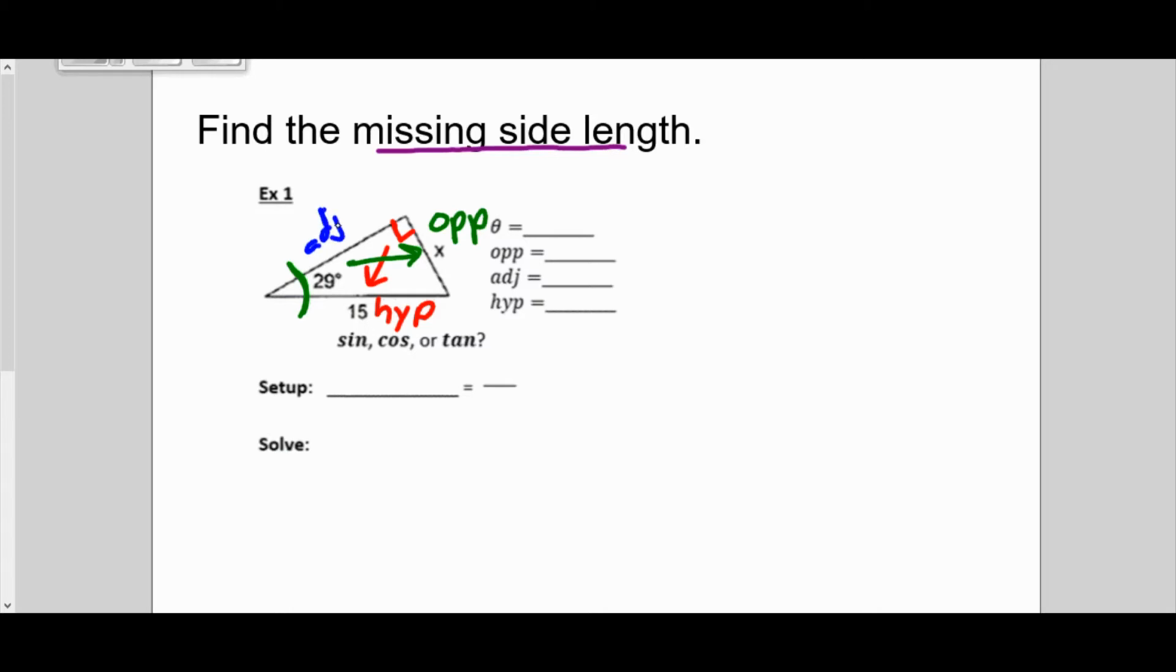Let's go ahead and fill in what we know. We know theta. Theta is 29 degrees. We know opposite is x, so we'll label that as x. We don't know the adjacent. There's no information. We're not given a letter, we're not given a number, so we don't know that. Let's just cross that off. We don't know what adjacent is. And then we know the hypotenuse is 15.